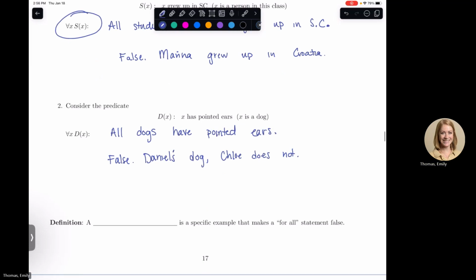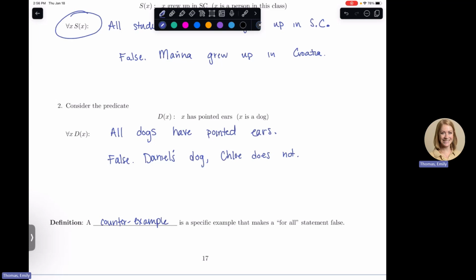So, Marina and Chloe are our examples of what is called a counterexample. A counterexample is a specific example that makes a for all statement false. To disprove somebody saying, well, all blah, blah, blah, you would say, how about this one, right? You only need this one, and that thing is a counterexample, right?